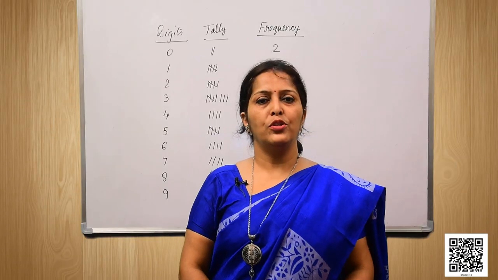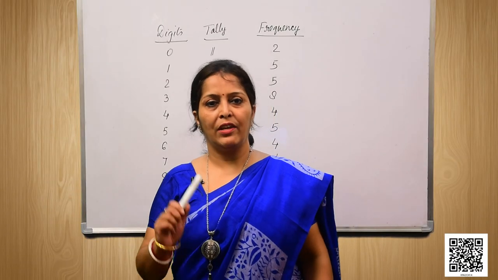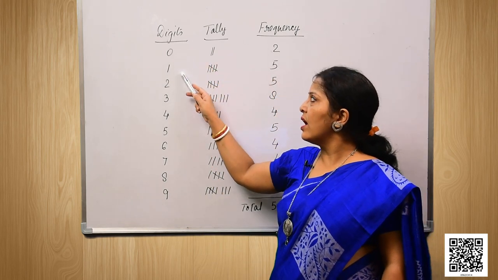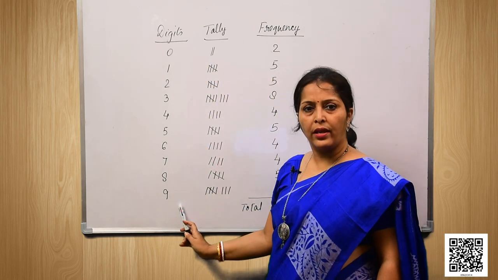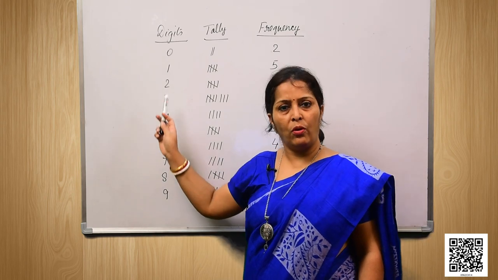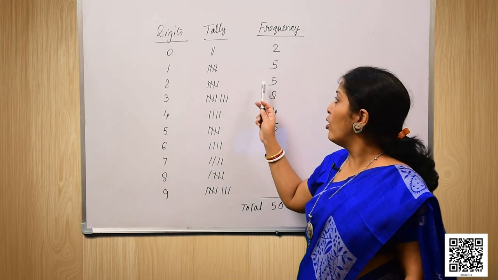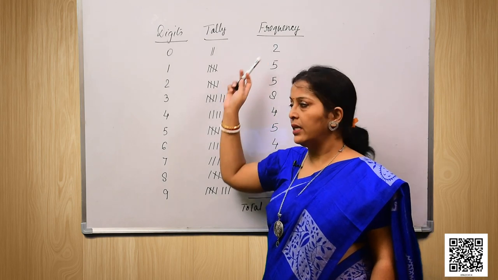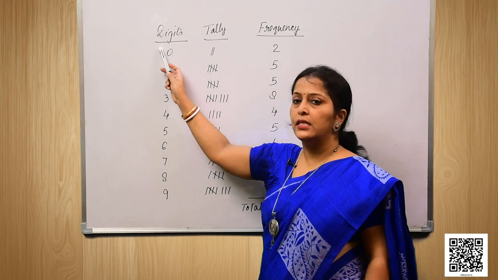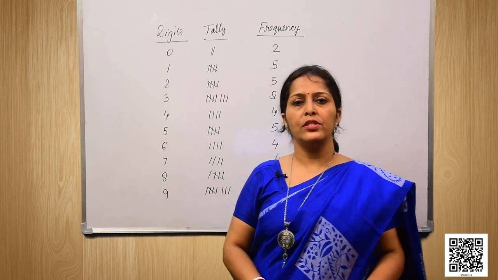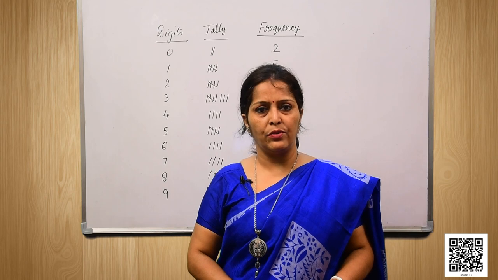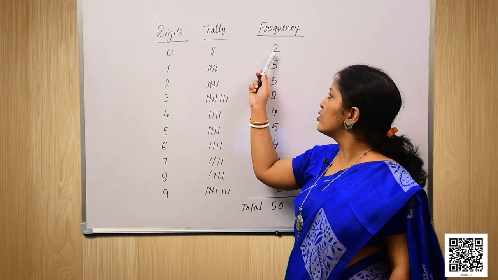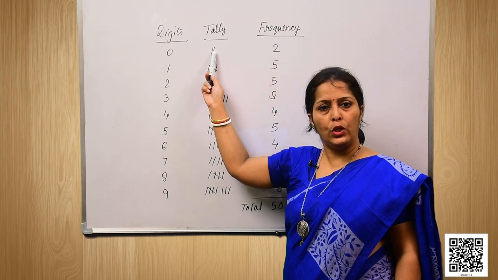So now the solution of question number 7, which I have done on the board. Please see. The different digits given to us were from 0 to 9. So the first column consists of all the digits. The second column I have marked as tally and the next one as frequency. Now the first number is 0. In the entire set where all 50 numbers are given to us, 0 is occurring only twice. So the frequency is 2, so the tally will be 2.